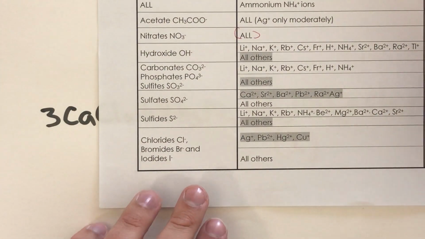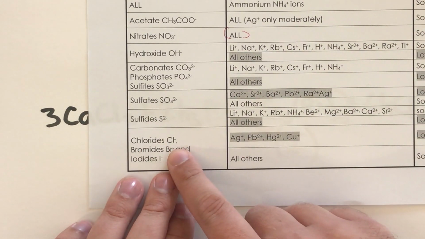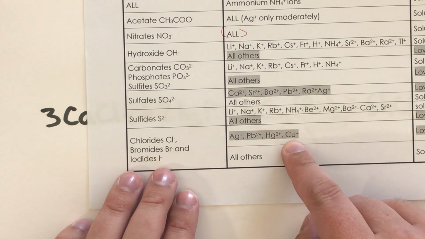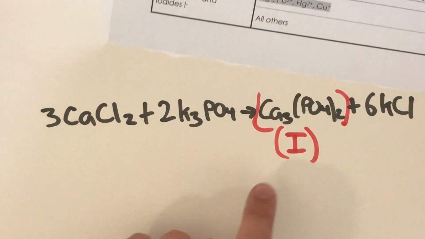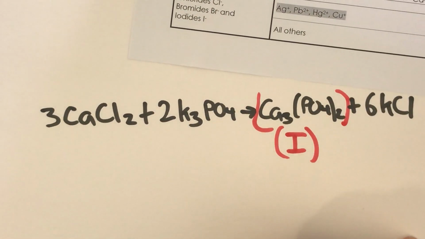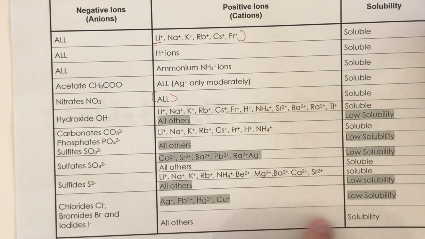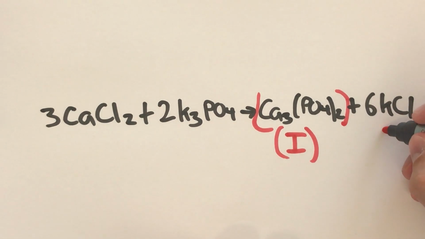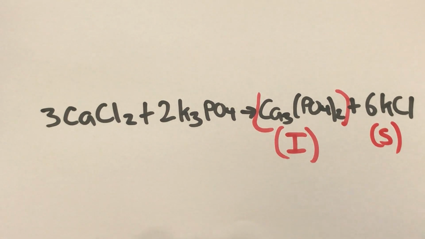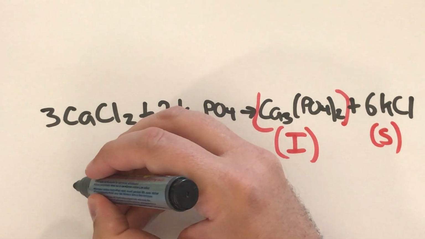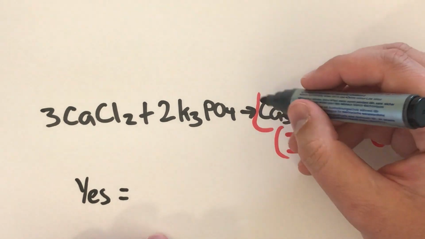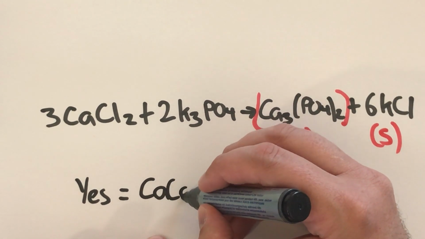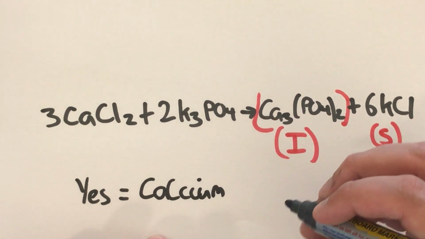Let's just check the chloride though, just to make sure. Chlorides, we've got Ag, Pb, Hg and copper, so silver, lead, mercury and copper. They're the low solubility, or they're insoluble, the precipitate ones. Now that tells us potassium doesn't fall in that list. So potassium falls in the all others, which is soluble. So we know that that then is soluble. So is a precipitate formed? Yes, a precipitate is formed. And the precipitate formed is our calcium phosphate.